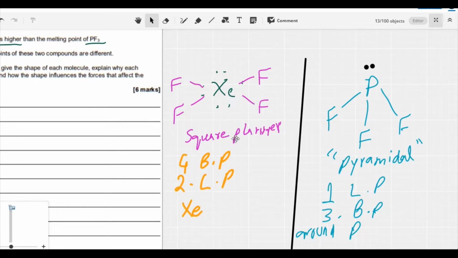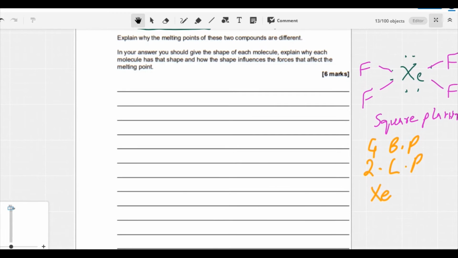You can see the shapes are different. One is square planar and one is pyramidal. One contains more fluorine, 4 bond pairs, while the other contains 3 bond pairs. One contains 2 lone pairs, the other contains 1 lone pair around the central atom. Now you have to find the relative strength. Here I am going to write the third part, that is the relative strength.